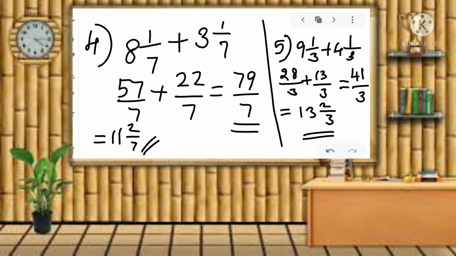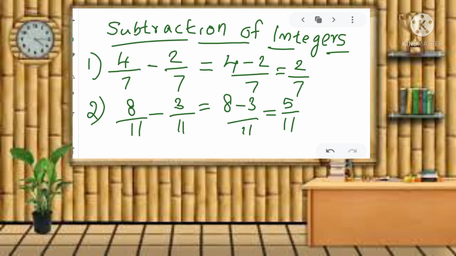Then next 9 1 by 3 plus 4 1 by 3. 9 1 by 3 is 28 by 3 plus 13 by 3. Then 28 by 3 plus 13 by 3, adding, 41 by 3. Then convert into a mixed fraction, 13 2 by 3. Then how we can subtract the fractions? The same method, instead of addition we want to subtract.